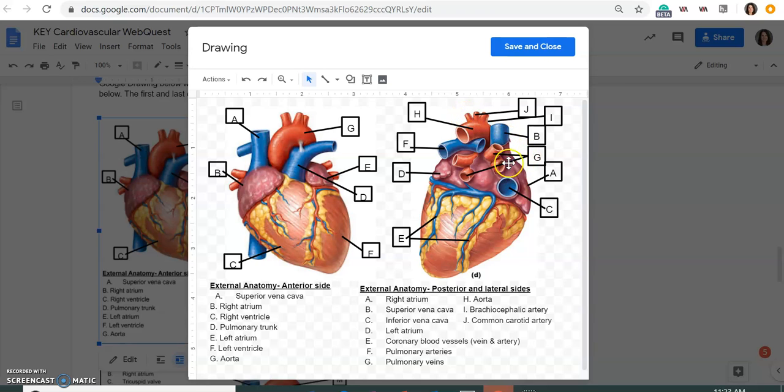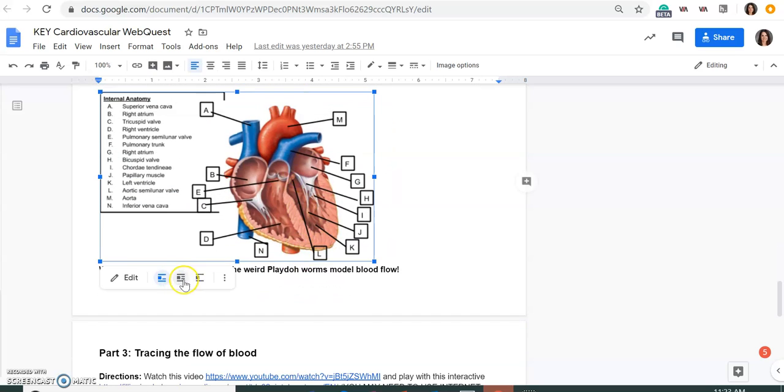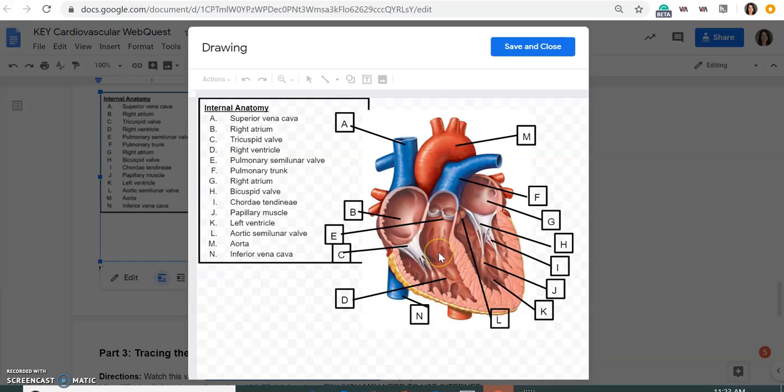And this is the backside showing the superior and inferior vena cava. These are your pulmonary veins. Again, vein meaning leading to the heart. And then F is your pulmonary artery, veins leading to the heart, pulmonary arteries leading away from the heart. All right, and then your internal heart anatomy. Again, if you want to pause right here and check your answers with mine.